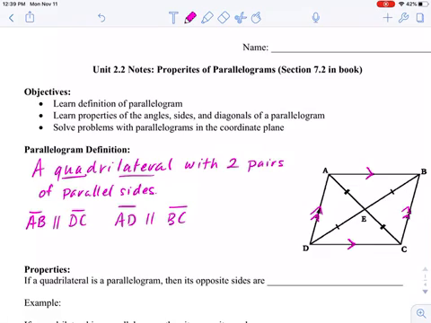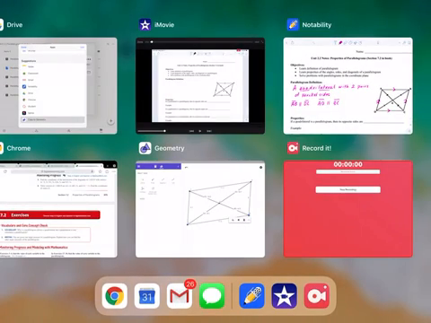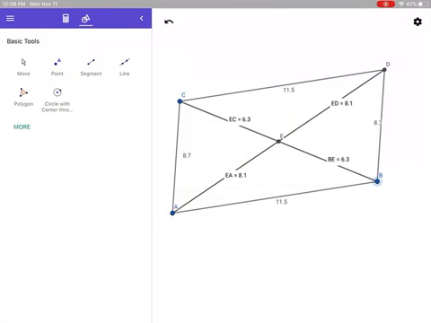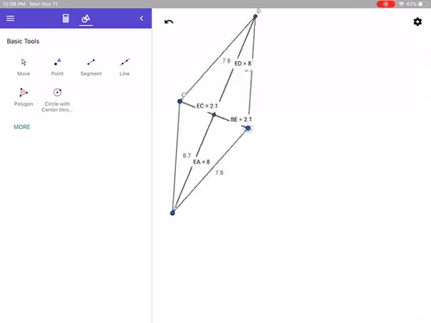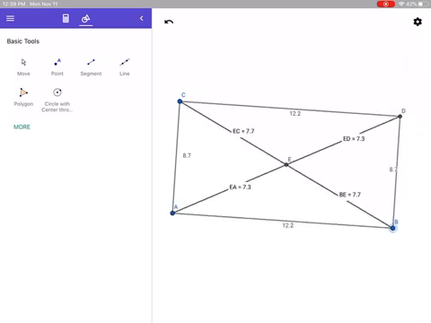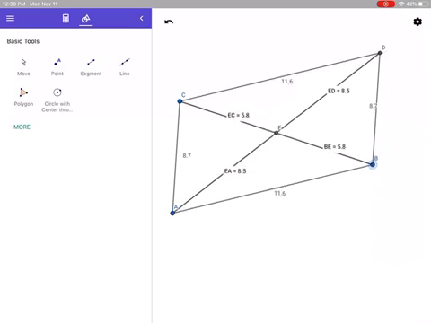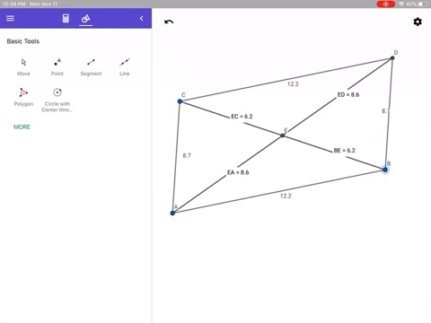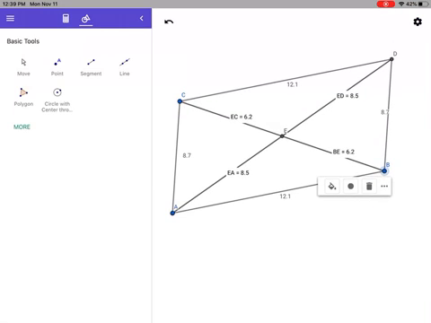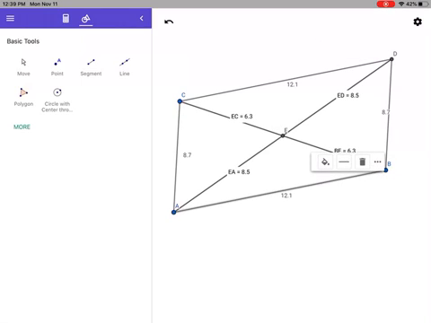Next, we're going to look at some properties of a parallelogram, but before we do that, let's look at this program called Geogebra, which shows us a parallelogram that I can move. This maintains the property of a parallelogram in that the opposite sides are always parallel no matter what I do. And let's notice a few things. First, opposite sides are the same. We see 12.1 and 12.1. Also, we've got 8.7 and 8.7.